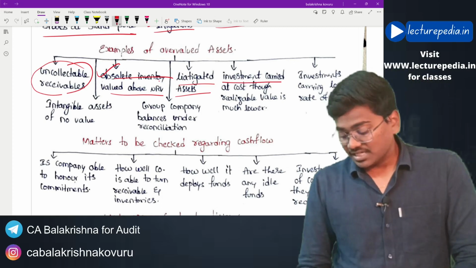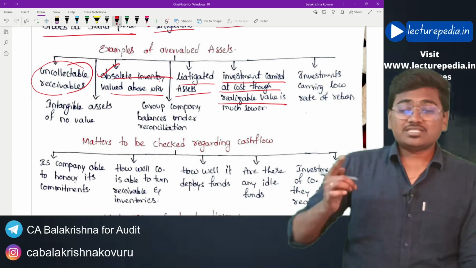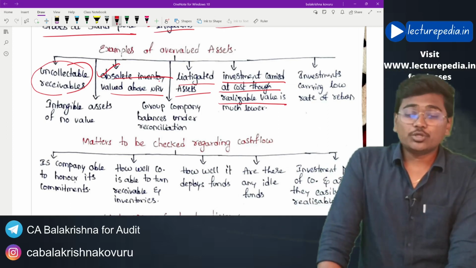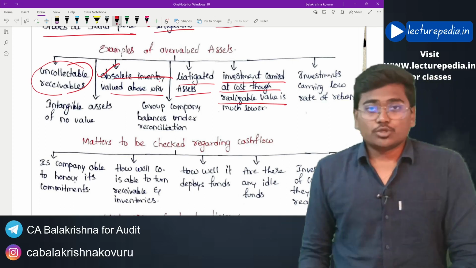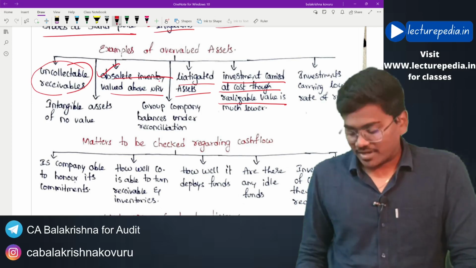In the same way, investment carried at cost, though realizable value is much lower. If realizable value is lower than the cost, then you have to value it at the realizable value. If you have valued it at cost, then it will become overvalued asset.